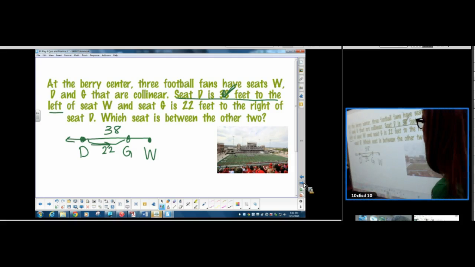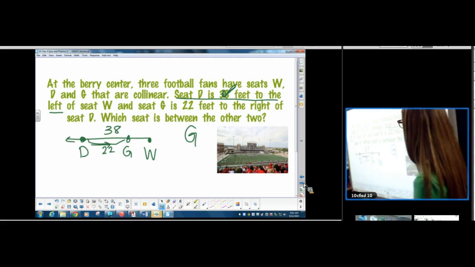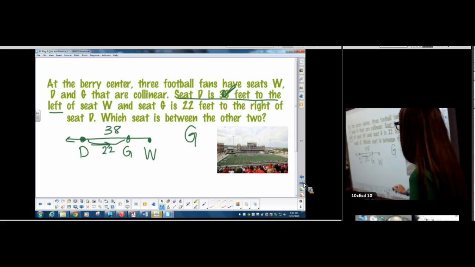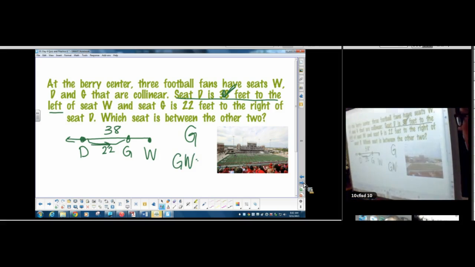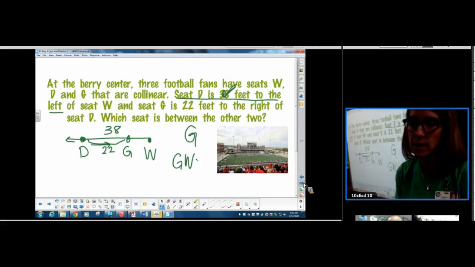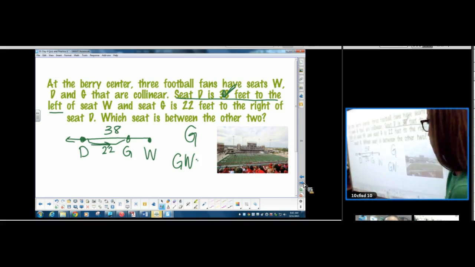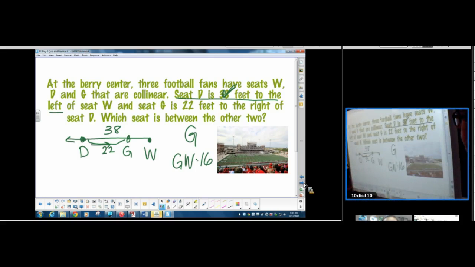Which seat is between the other two? Well, that's easy now. G. I want you to find the length of GW. It's a subtraction problem again. Very good. 16. This one does not have multiple possibilities. This one, that's the only answer.